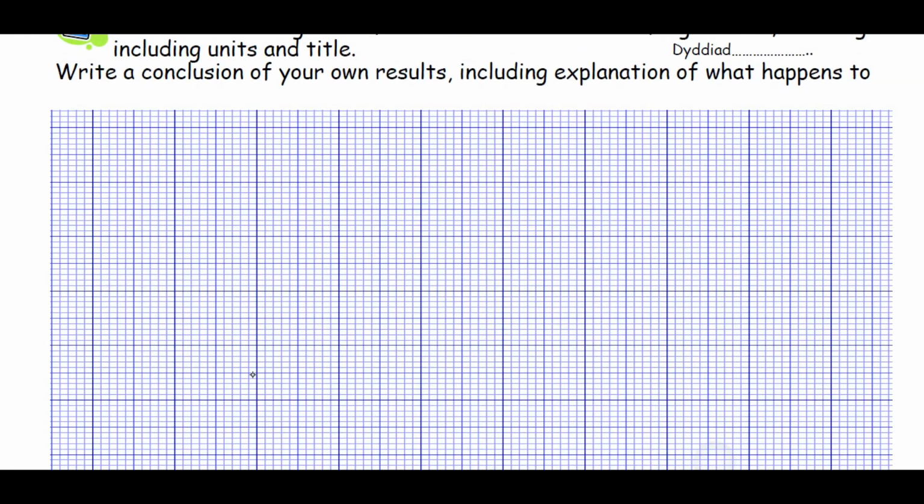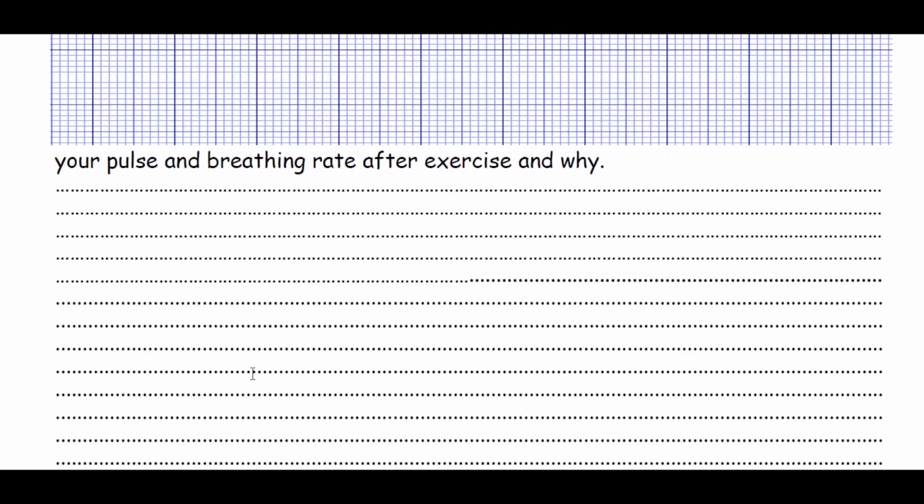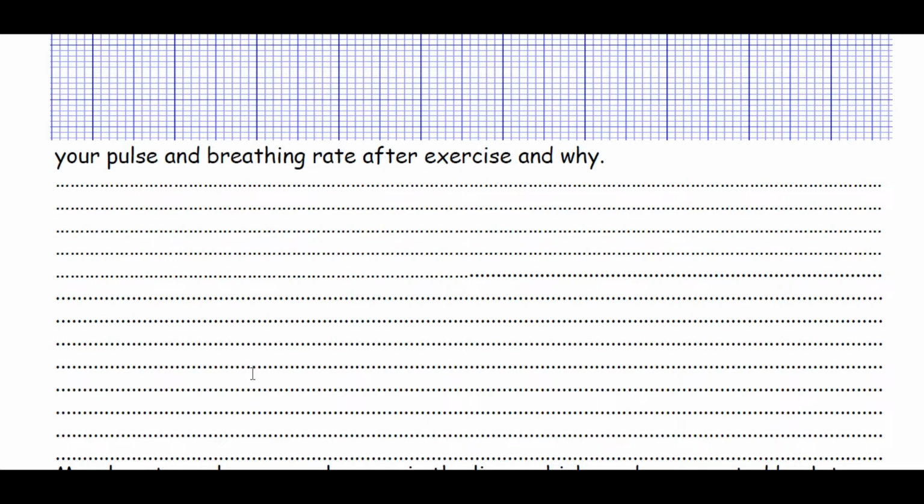Your conclusion is what you have found out, including an explanation of why your breathing and your pulse rate go up. So generally we find out that our pulse rate and our breathing rate increase after exercise. Why does this happen? Well, first of all, your heart needs to work much harder, faster, as it's a muscle, to pump the blood around the body. The reason why is it needs to get the blood containing the oxygen and the glucose to the body cells so they can carry out respiration and release energy. Remember, we do not say that energy is made or produced, it is released.